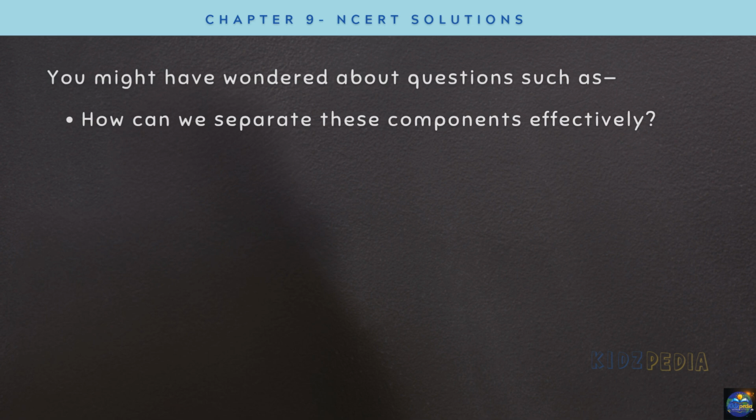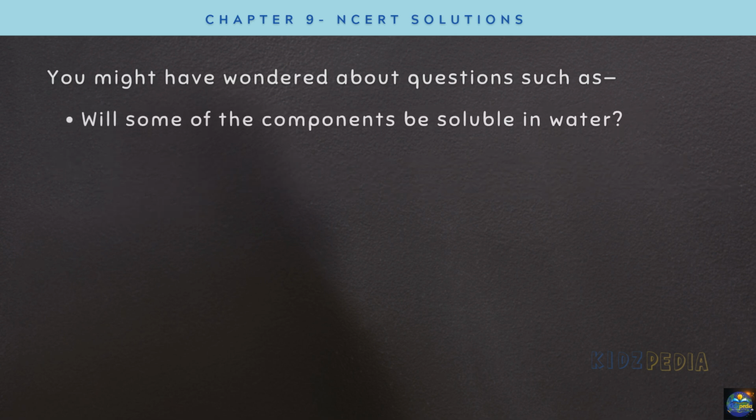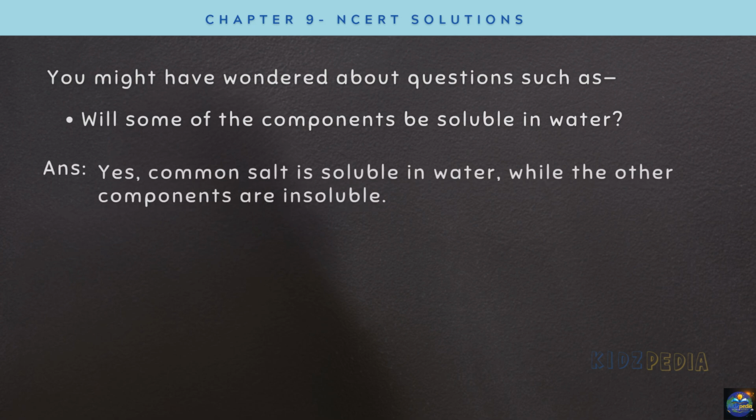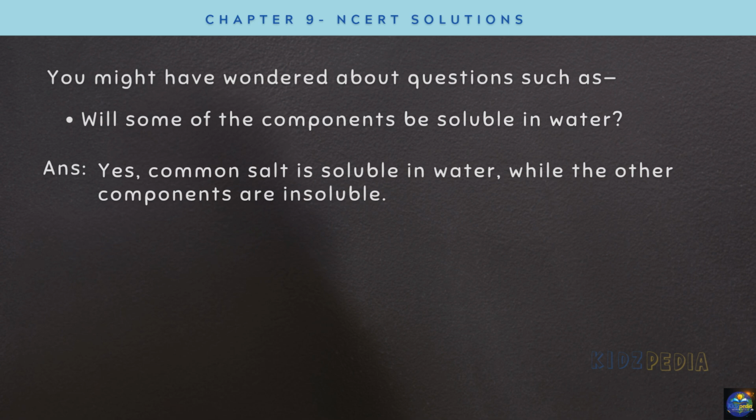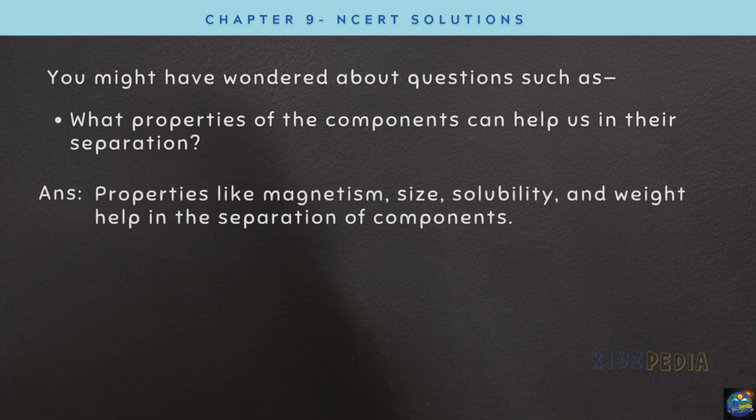How can we separate these components effectively? We can separate the components effectively by using appropriate methods in a proper sequence based on their properties. Will some of the components be soluble in water? Salt is soluble in water while the other components are insoluble. Other substances like sand, stones, black pepper and iron nails are insoluble and do not dissolve. What properties of the components can help us in their separation? Properties like magnetism, size, solubility and weight help in the separation of components.